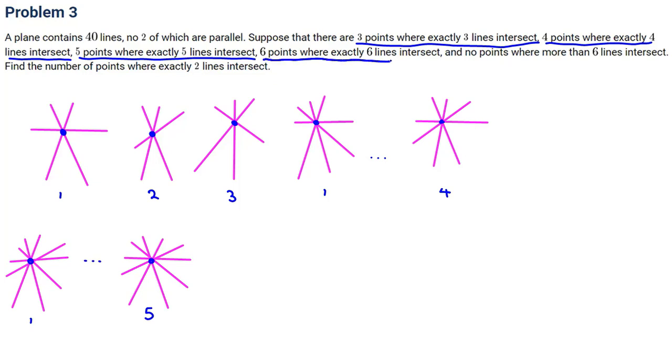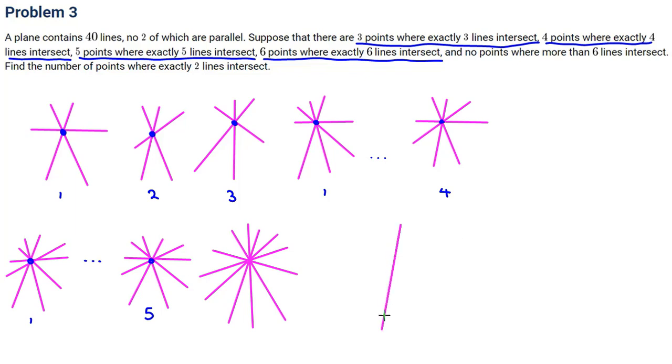And 6 points where exactly 6 lines intersect. I only want to write this to have a better understanding of the problem. And no points where more than 6 lines intersect. Find the number of points where exactly 2 lines intersect.